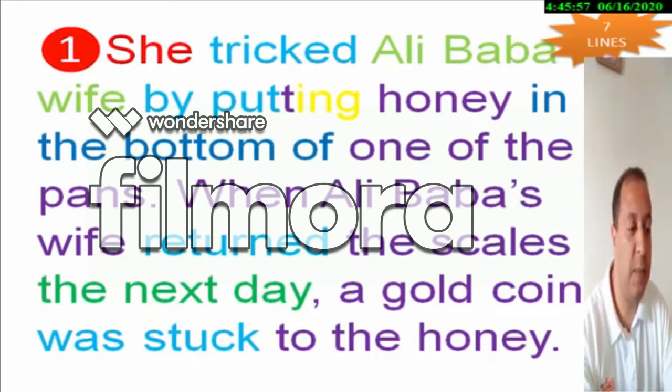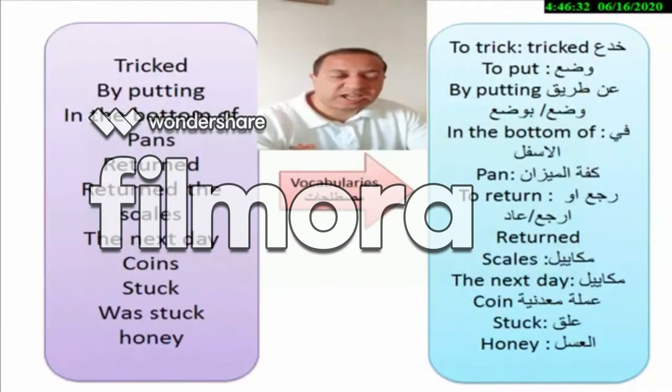She tricked Ali Baba's wife by putting honey in the bottom of one of the pans. When Ali Baba's wife returned the scale the next day, a gold coin was stuck to the honey. Don't worry, this is just a fast reading and the first one. Now we are going to present the main words, the difficult words, and translate them into the Arabic language.